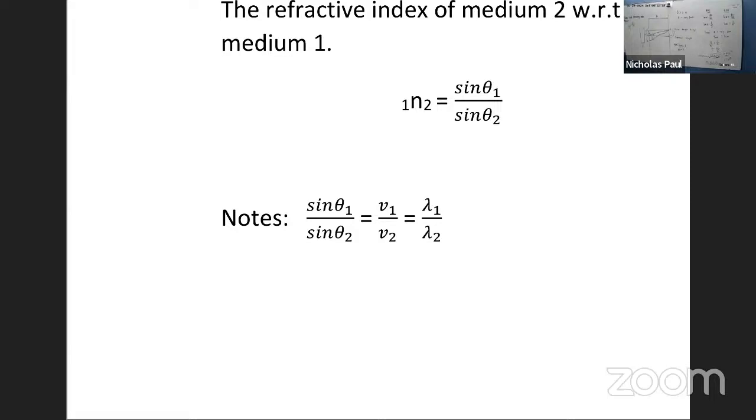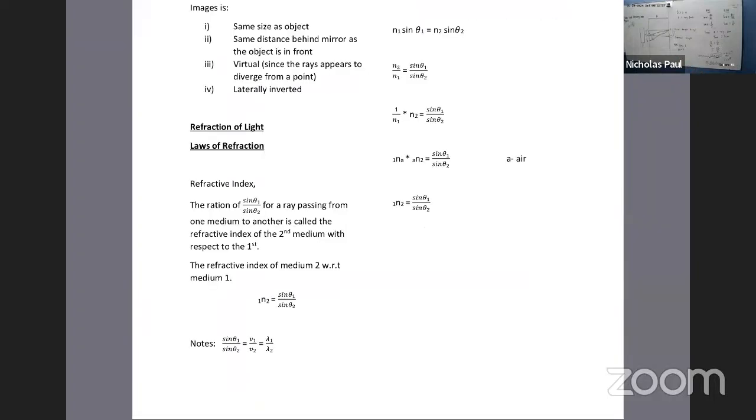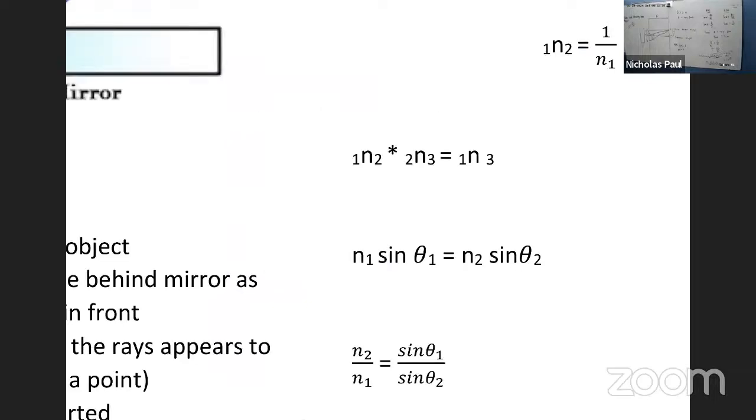Look at it there. Angle changing, speed changing, wavelength changing. Frequency does not change. And there's also this relationship. You can also use this relationship here to represent refractive index.